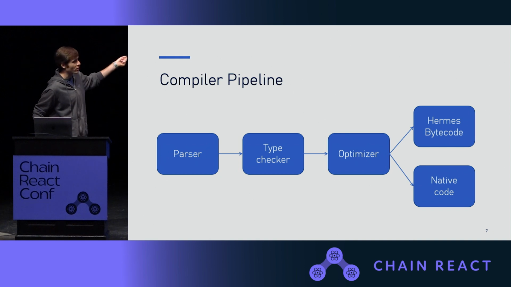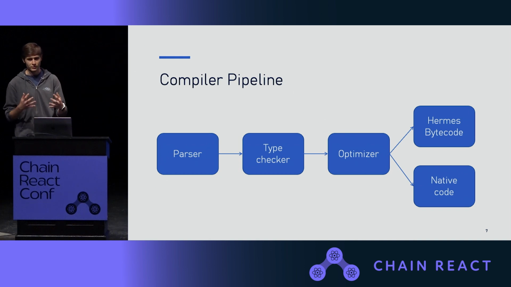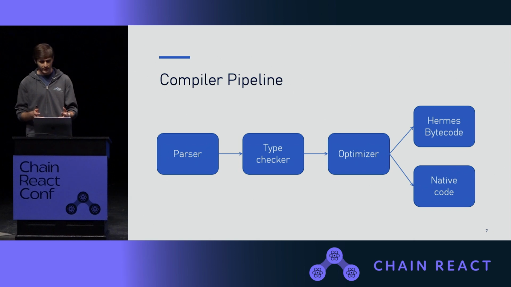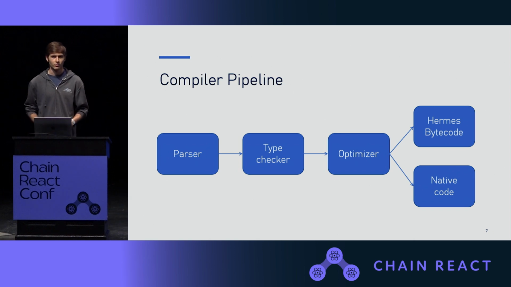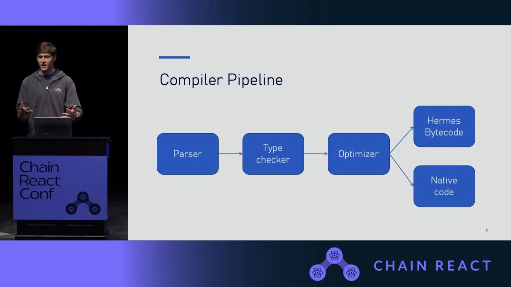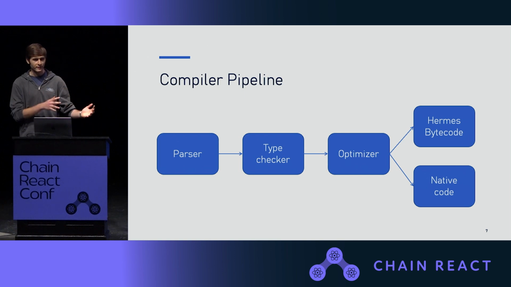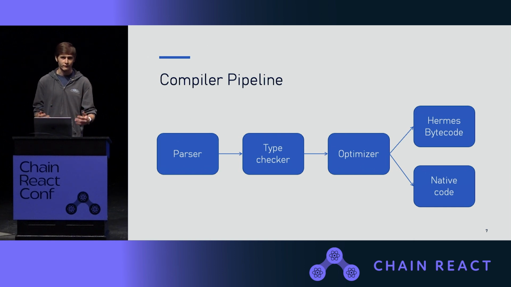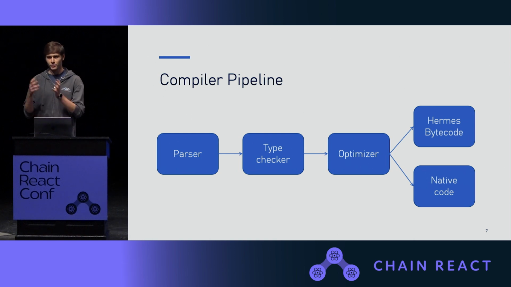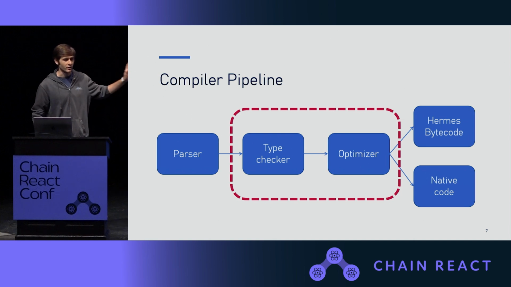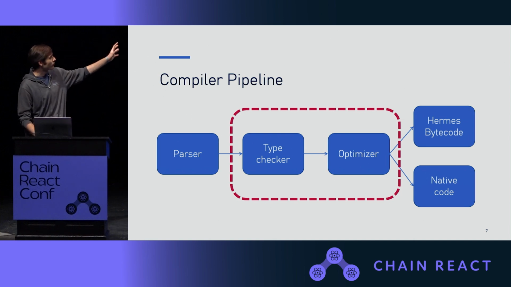The first stage is the parser, which takes in JavaScript source and processes it. The result of that is fed to the type checker, which analyzes the user-provided type annotations and infers additional types. It also checks that those types are correct. The result of that is then fed to the optimizer, which runs a series of optimization passes to make the code more efficient. And finally, that goes to either Hermes bytecode or to produce a native binary. For this talk, we're mostly focused on the type checker and the optimizer, because that's really where this speedup occurs.